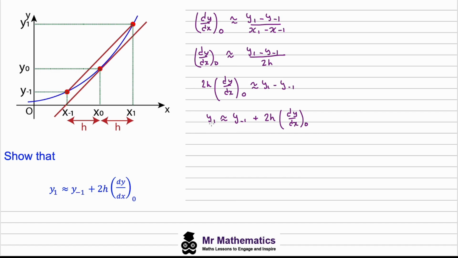But say if you wanted to work out y2, our point up here, then we can convert this into an iteration formula. If we look at x0, this one here, being the current iteration, well then the next iteration, r plus 1, will be approximately the previous iteration, r negative 1, plus 2h times the gradient at the current iteration, r. And this is the formula for Euler's midpoint method. In the next example, I'm going to show you how we can use this.